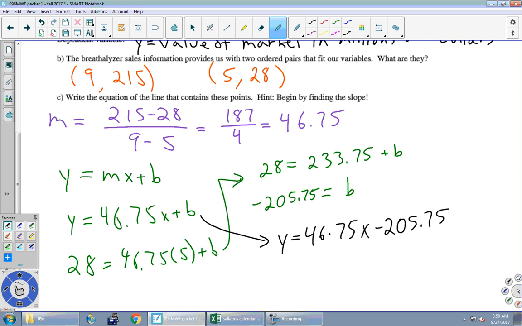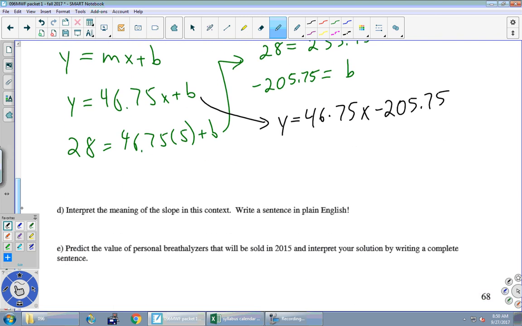Okay, next part here says interpret the meaning of the slope in this context, write a sentence in plain English. So first of all, we need to make sure the slope number is in the sentence. What is the slope? 46.75. So that's going to be in our sentence, but we've got to figure out what that 46.75 represents. I know that every slope represents some kind of rate of change. I need to figure out what's changing.